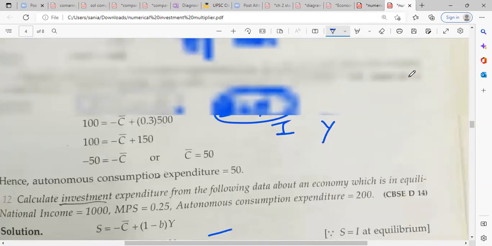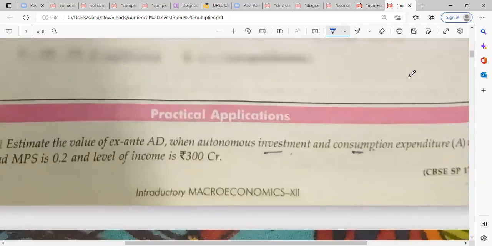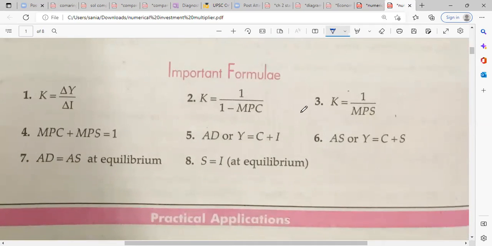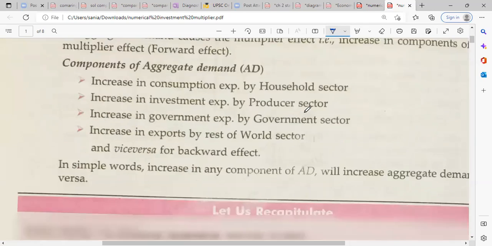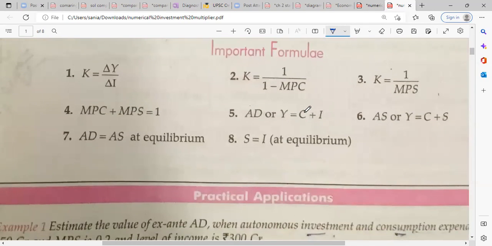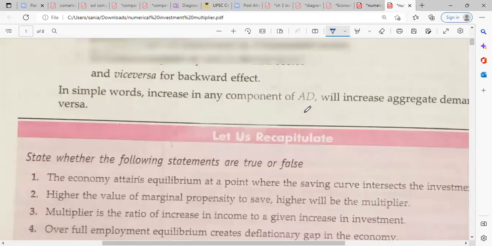No? Check your formula notes. I think you didn't write it here. When we were doing the multiplier things over there, I think you have written that. Check it once.